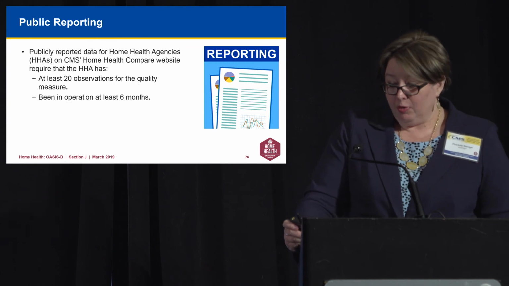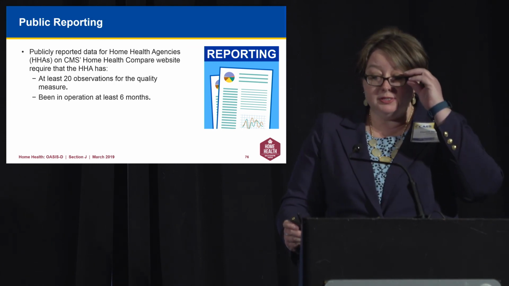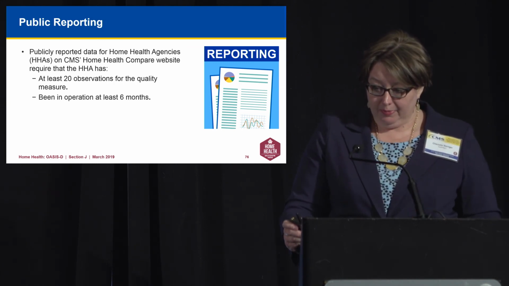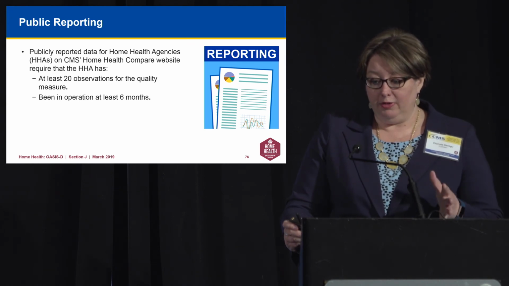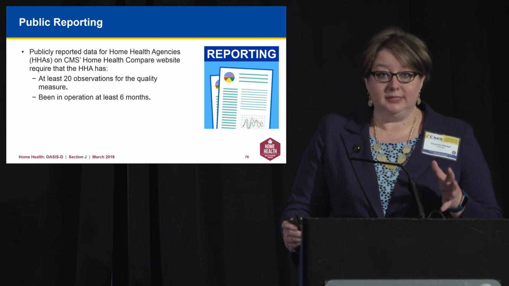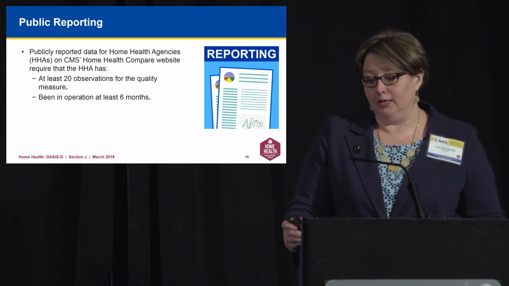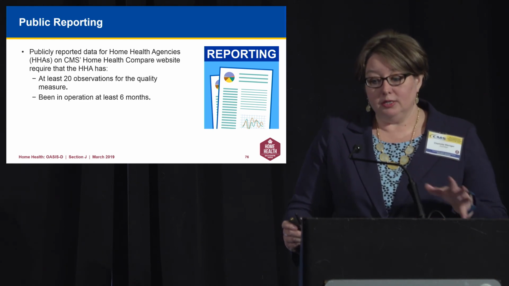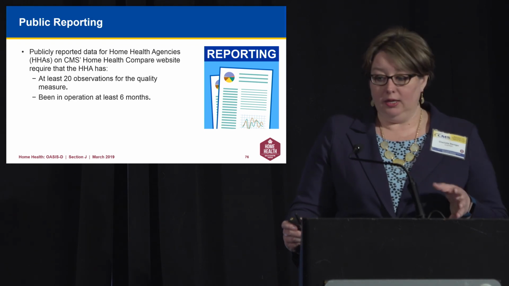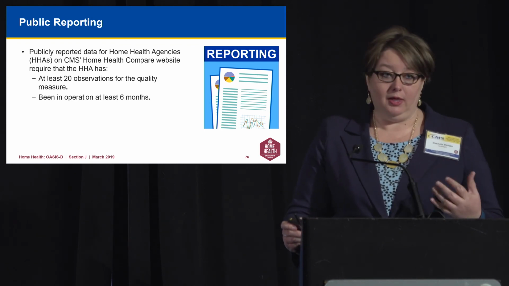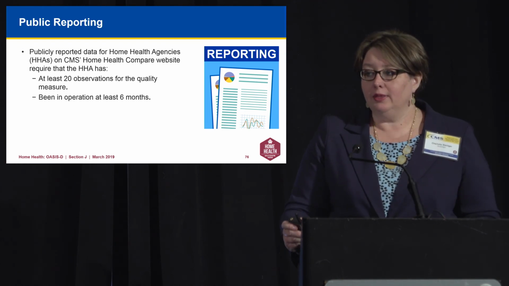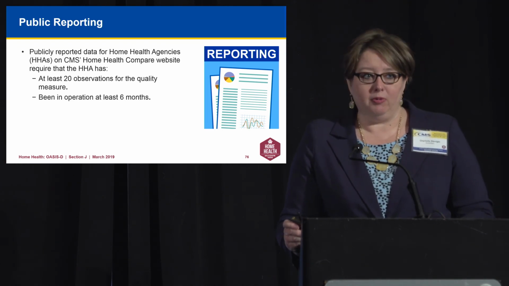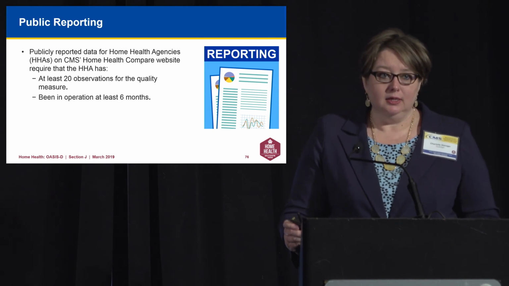And as far as public reporting, this is really an important component here. We are going to be getting that data for home health agencies publicly reported on the CMS Home Health Compare website, as long as the agencies have at least 20 observations for the quality measure. Okay, so we're going to be looking for a good number of those. And that the actual agency has been in operation for at least 6 months.